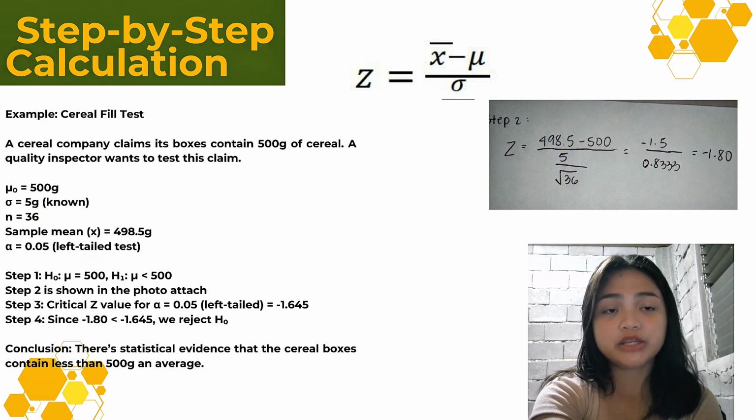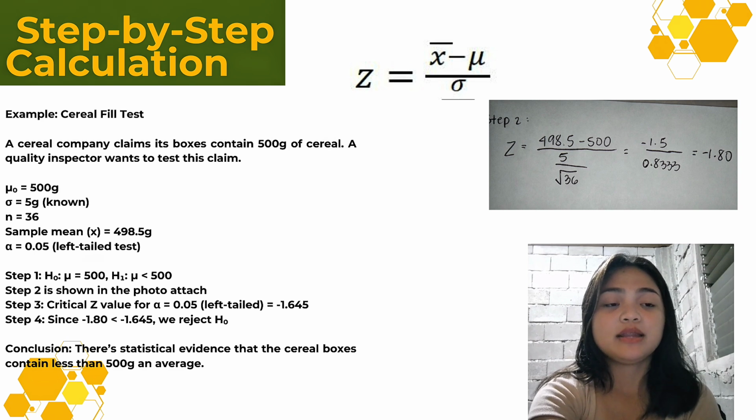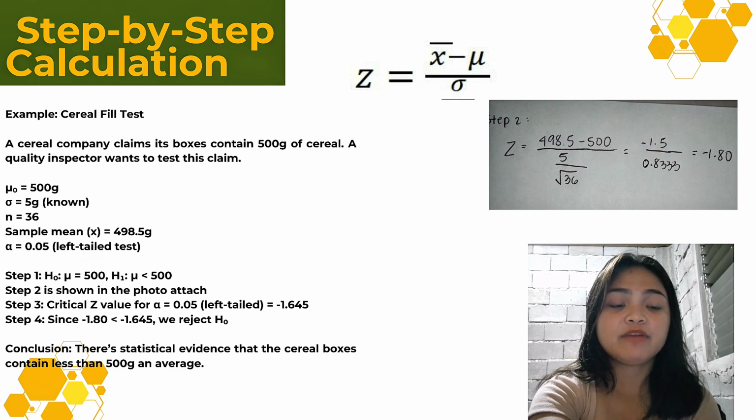So step 1, you should create your hypothesis. The null hypothesis is the population mean is equal to 500, and the alternative hypothesis is the population mean is less than 500. Step 2, you should calculate using the z-test formula. 498.5 minus 500 divided by 5 over the square root of 36. If you calculate that, it equals negative 1.80.